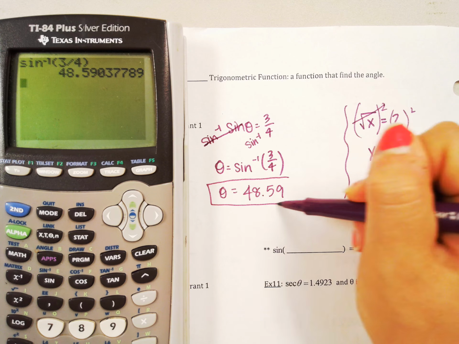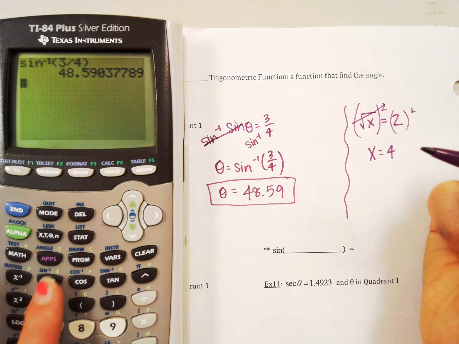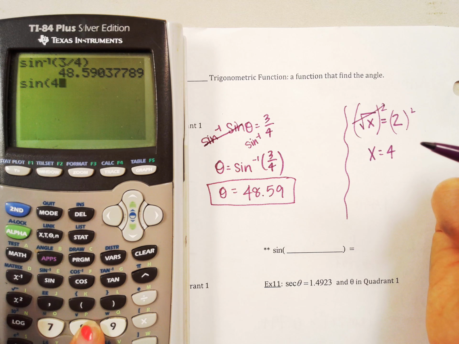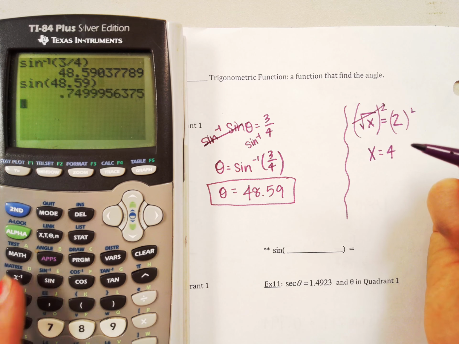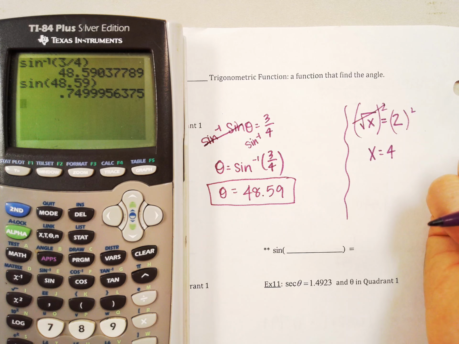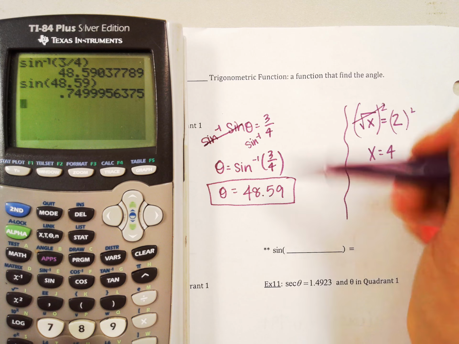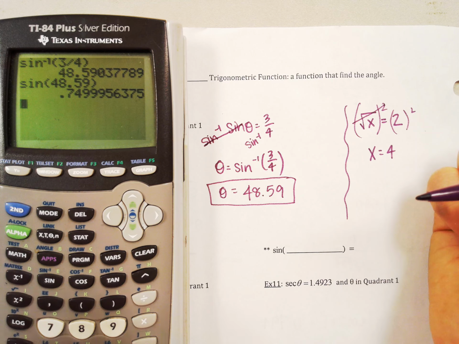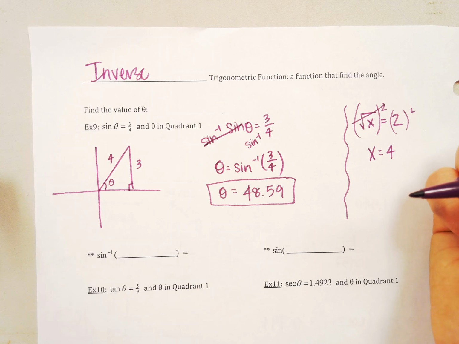So that would be the angle that would give that ratio. So I could try it. I could do sine of 48.59, and I should get 3 over 4, which is approximately what I get, 0.75. Obviously, this was a rounded answer, so we're not getting exactly 3/4, but close enough.